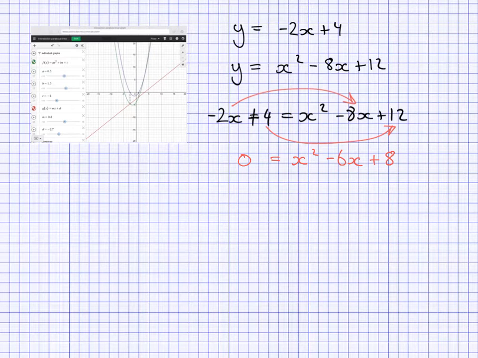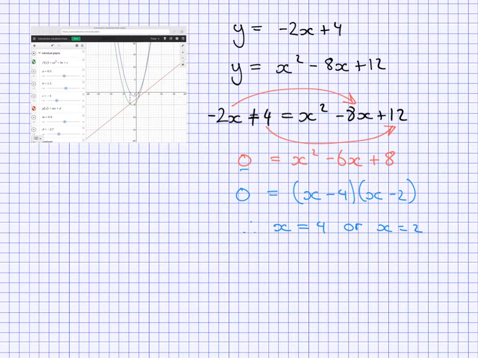Now, we have a 0, which means we can use the null factor law. So we're going to solve this equation, factorize it first, which in this case we can do by sight. The solutions are that, the factors are that. Therefore, x equals 4 or x equals 2.